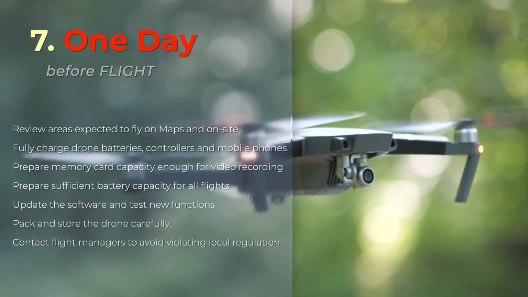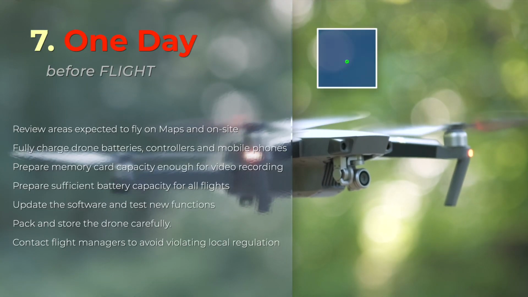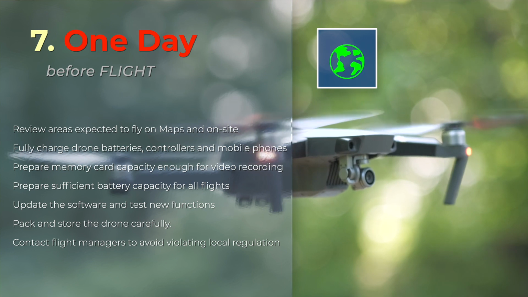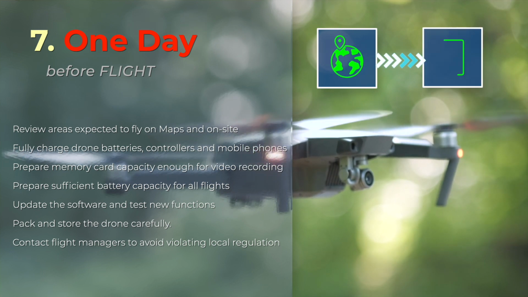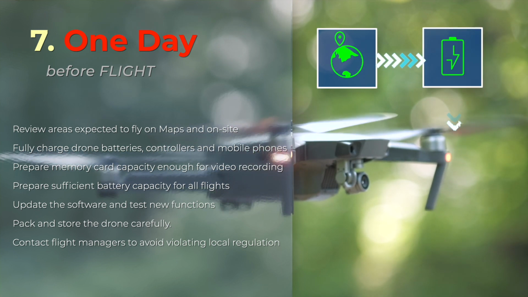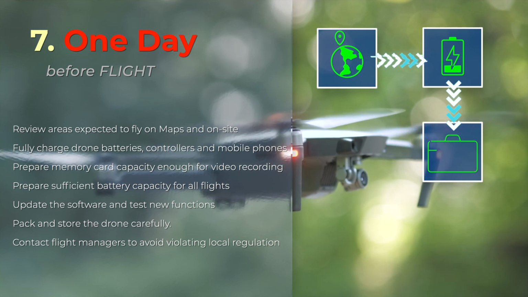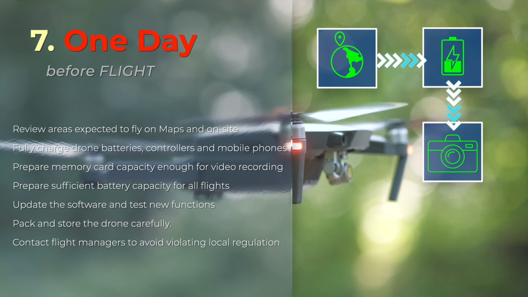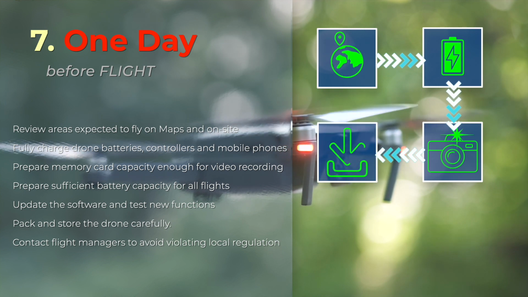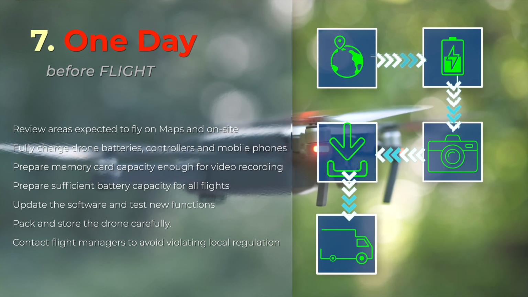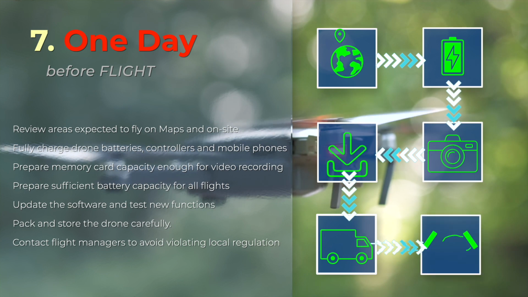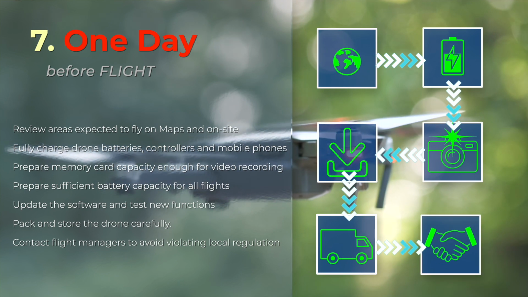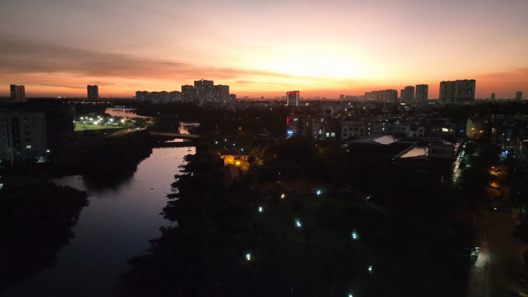7. The day before flying. Review areas expected to fly on maps and on site. Fully charge drone batteries, controllers, and mobile phones. Prepare memory card capacity enough to perform video recording. Prepare sufficient battery capacity for all flights. Update the software and test new functions. Pack and store the drone carefully. Contact flight managers and authorities to avoid violating local regulations.